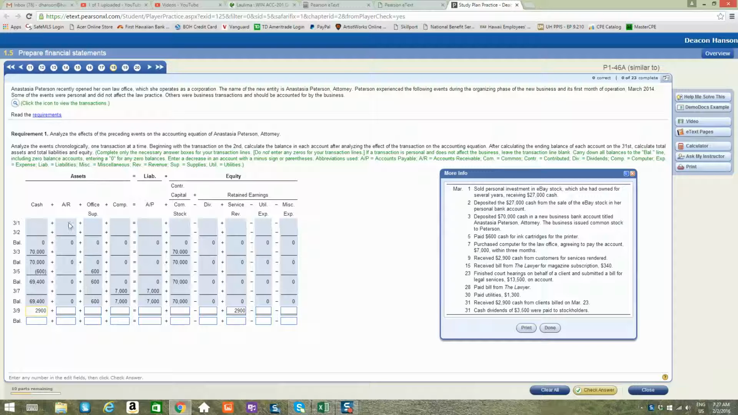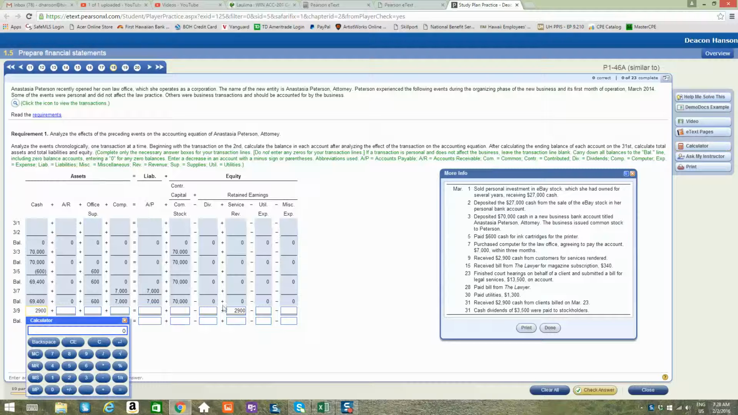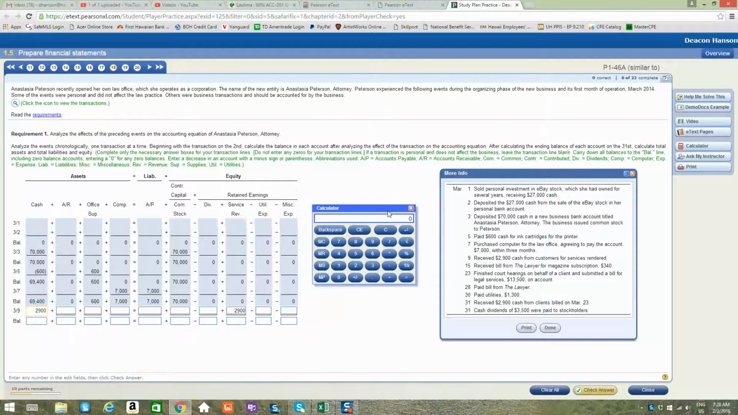Oh, by the way, you have a little calculator over here too, if you haven't found it, and you can pull that up if you don't want to do mental math. So 69,400 plus 2,900 gives me 72,300. That's my new cash balance.